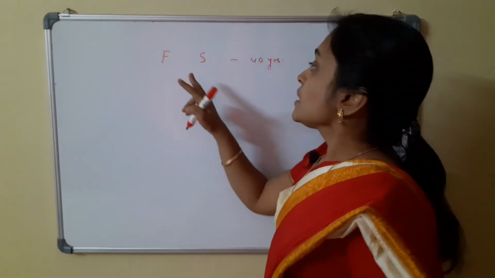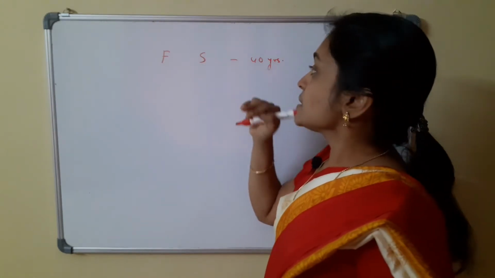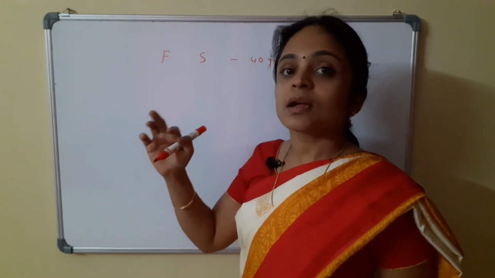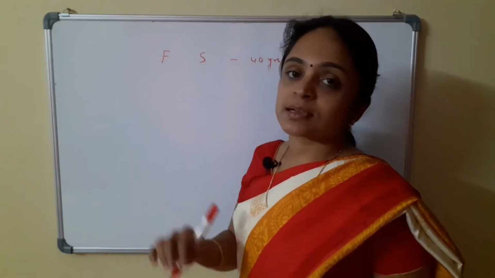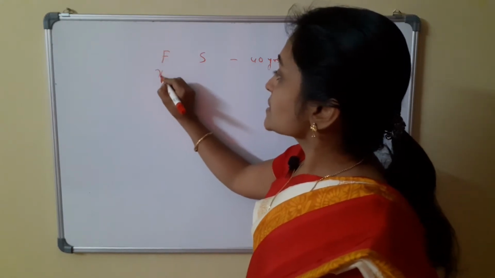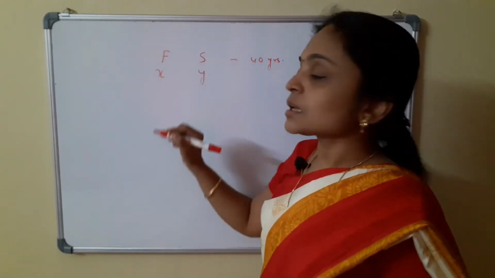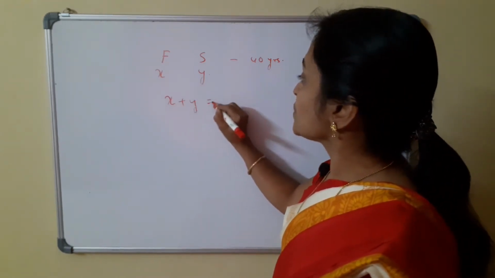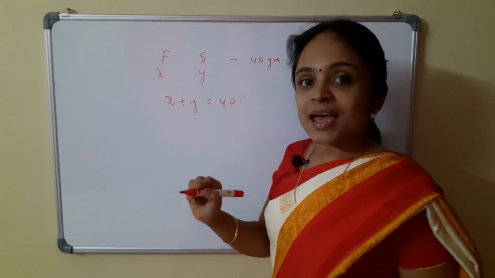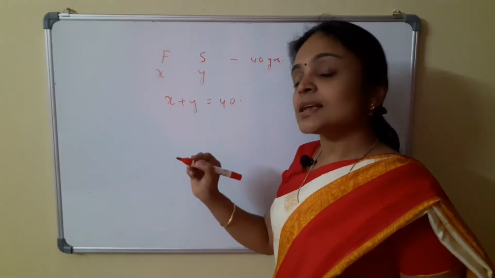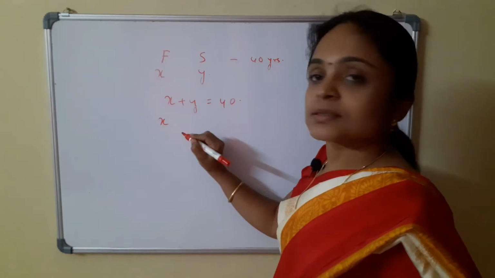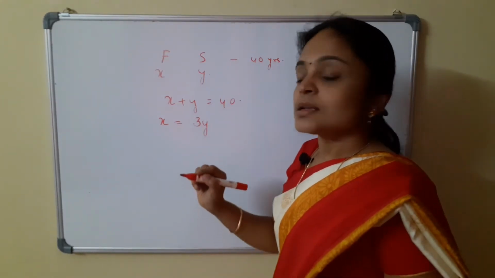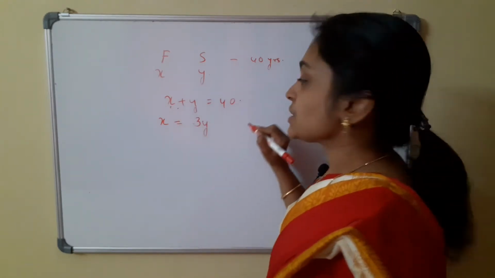First question is, sum of ages of father and son is 40 years. And if father is thrice as old as his son, what is the age of father and son? So let's take this as x and this as y. Given that x plus y equal to 40 and father is thrice as old as his son, x is father's age, x is equal to 3y, right? So you can substitute it here.